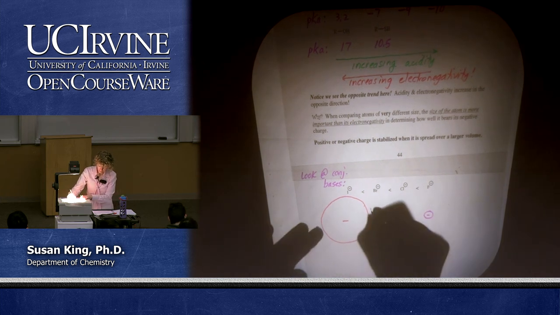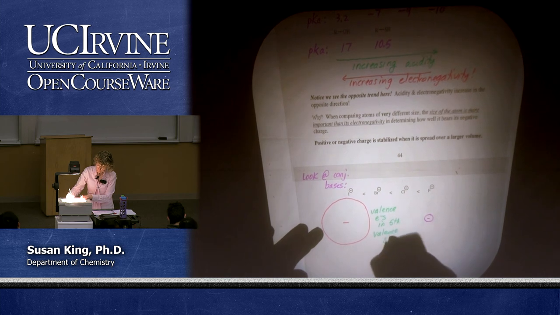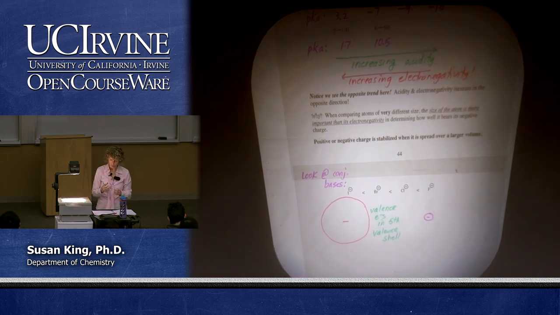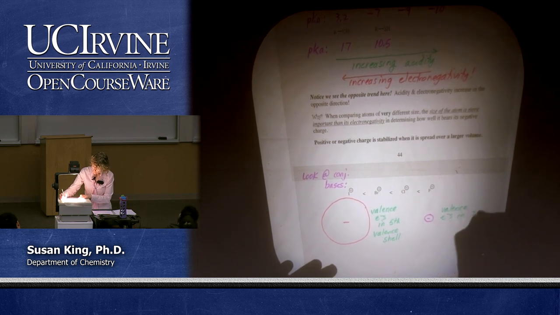Why is this so huge? Valence electrons are in the fifth valence shell. We've filled up the first shell, the second shell, the third shell, the fourth shell, and now we're in the fifth shell. It's huge. It's gigantic. Fluorine, on the other hand, is much, much smaller, and the valence electrons are in the second valence shell.